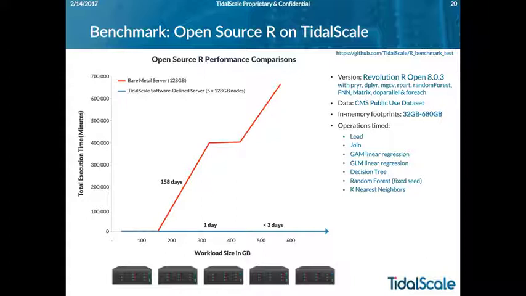But with TidalScale, you can keep it in memory, run all these operations, and in fact, at the 680 gig, which I believe is sample size 20 in the CMS data set, run all of these operations: load, join, GAM, GLM, decision tree, random forest. We use the fixed seed there so we can do reproducibility in terms of our benchmarking and performance analysis, and K nearest neighbors. And we can do the full 680 gig data set and do all of this analysis in less than 3 days.